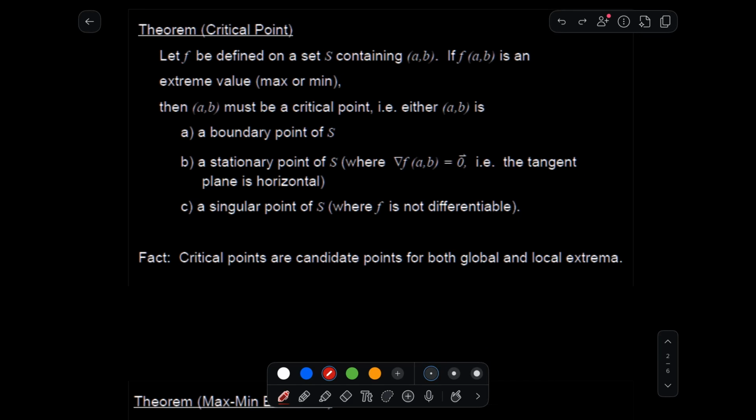We have critical points now. Letting F be defined as a set containing, on the interval, containing A comma B, the point, right? If F of A comma B is an extreme value, then A comma B must be a critical point. We know this from Calculus 1, where we say, if we have a max or min, the derivative has to be 0, right? It's a critical point. That's how we define it, right? There has to be a boundary point. So a boundary point is like what we mentioned earlier, is if we know it's lying on some boundary, like could be like a circle or a square, a rectangle, triangle even, right? We don't know. It's still important to know that you have to look for that.